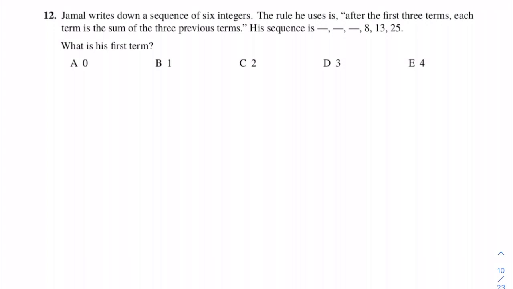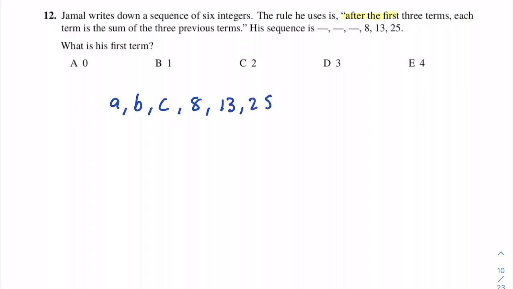Question 12 says Jamil writes down a sequence of 6 integers. The rule he uses is after the first 3 terms, each term is the sum of the 3 previous terms. There is his sequence, and we need to figure out what the first term of that sequence is. If we replace the blank spaces with letters, and we're going to call those letters A, B, and C to keep it simple, we've got A, B, C, 8, 13, 25.